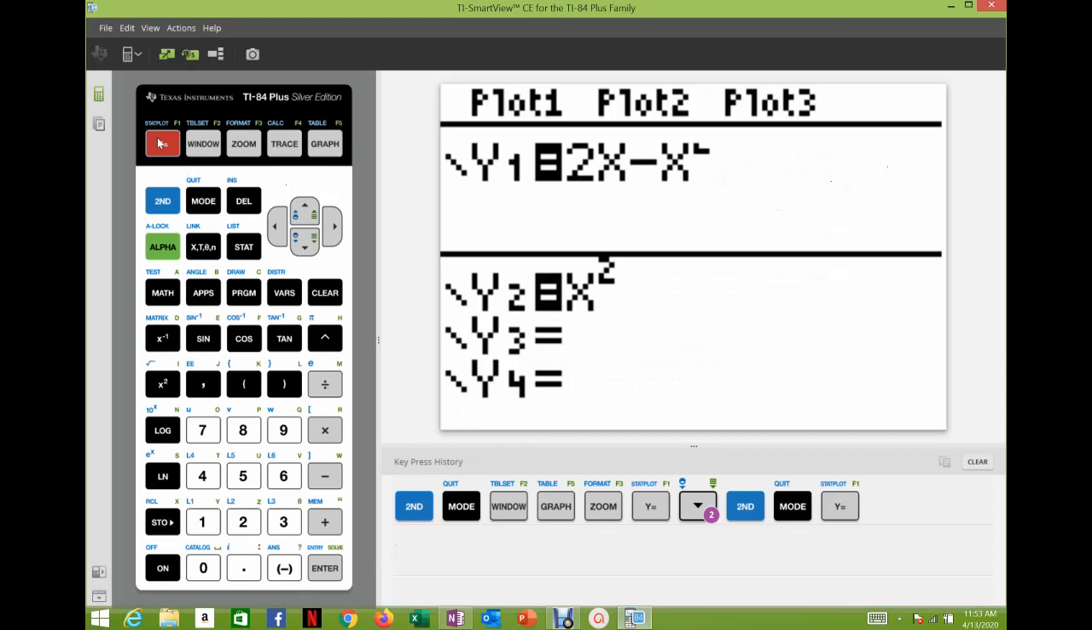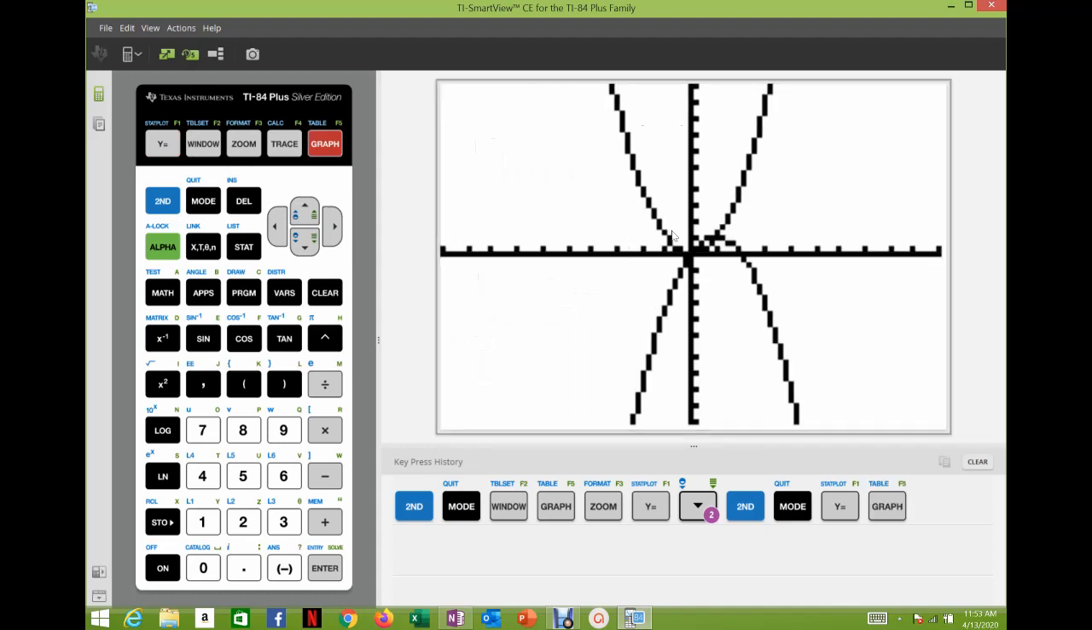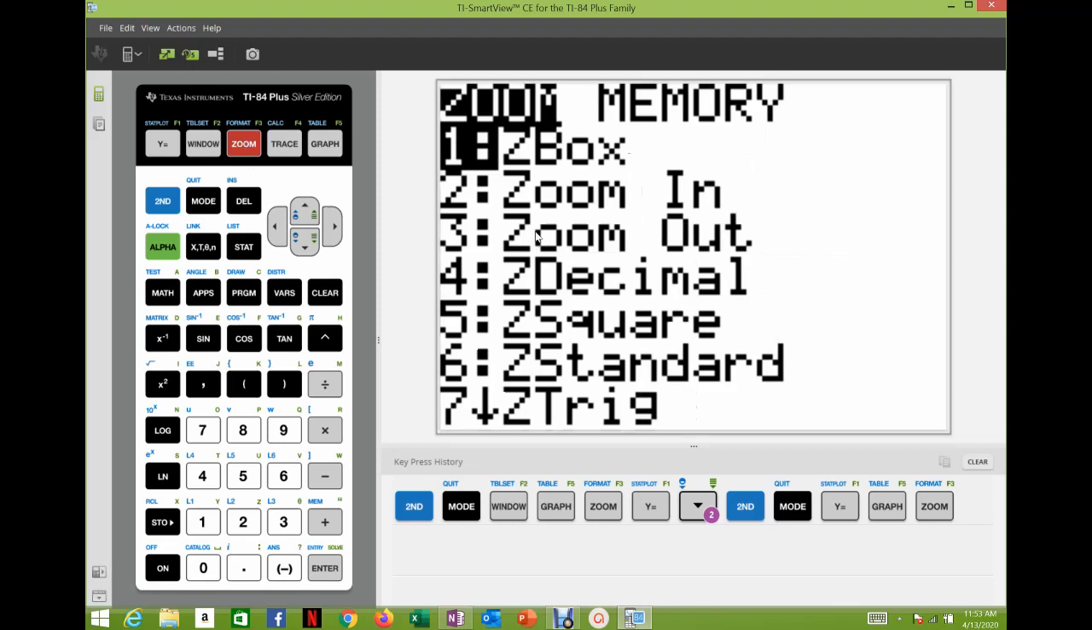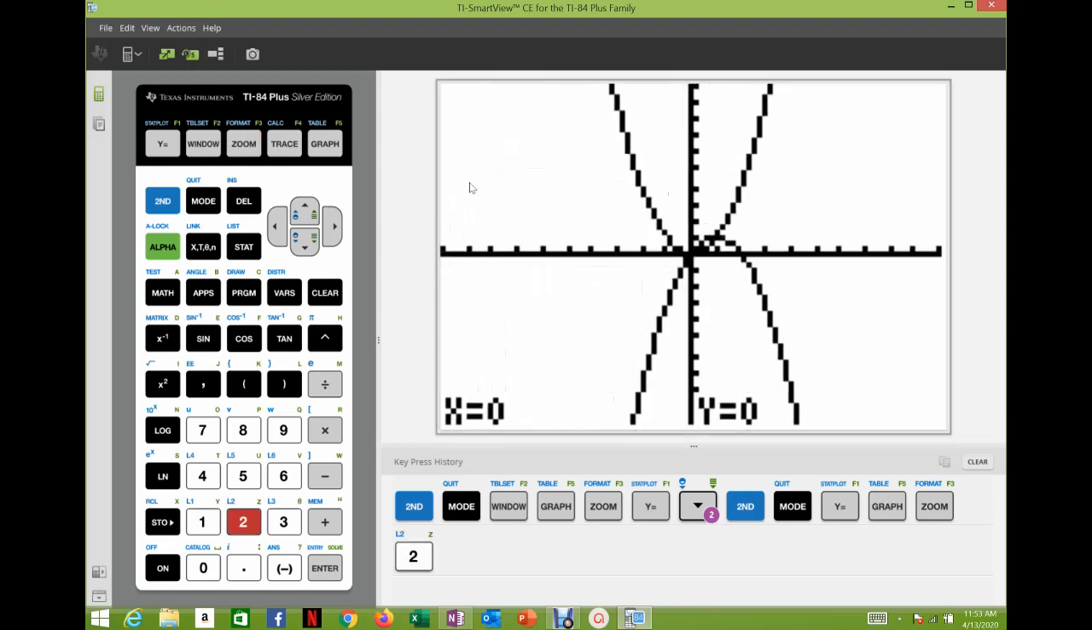Alright, remember you go to y equals. I've got my first function, 2x minus x squared, and my second function, which is x squared. Alright, go to graph. Now it's hard to see where the area bounded is, so I'm going to hit zoom and in. I'm going to zoom in around the origin. We'll just hit enter there.